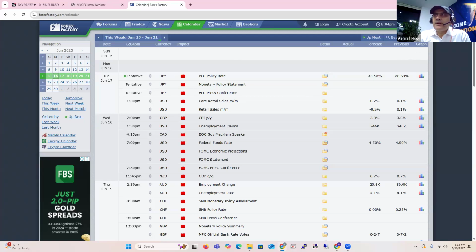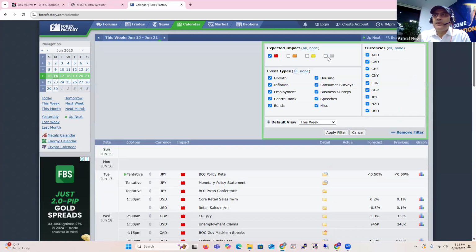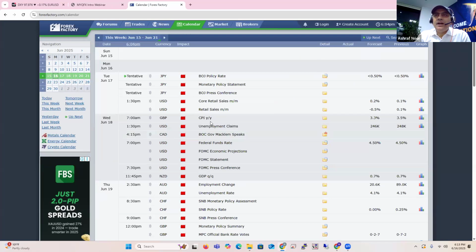I've filtered for high impact news, but if you want medium impact or low impact news, you can also select those. For me, the most important is high impact news, because these are the news that drive volatility in the market. Then we align the news with the technicals, the pattern, price action and price behavior, and look for the opportunity. I normally look at the whole week so we can plan things.